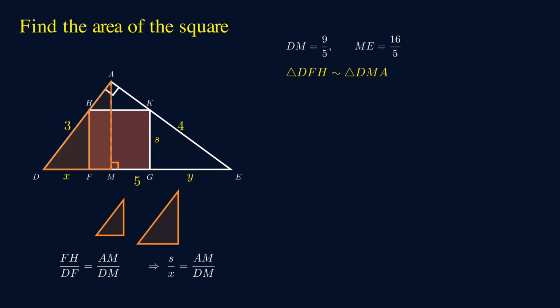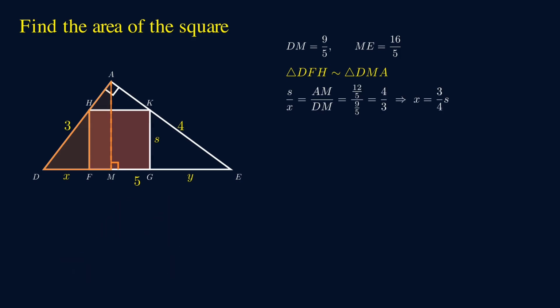Now, look at the small triangle formed by points D, F, and H, and compare it to the larger triangle formed by points D, M, and A. These two triangles are similar. They share the same angles, and their sides line up proportionally. Because of that similarity, the ratio of the square's side S to the base segment X must equal the ratio of AM to DM. So let's slow down for a second.